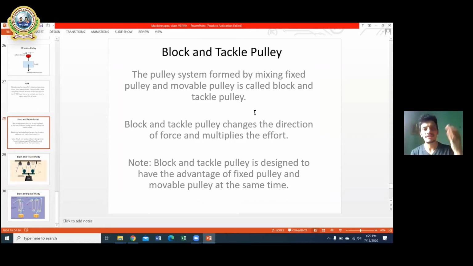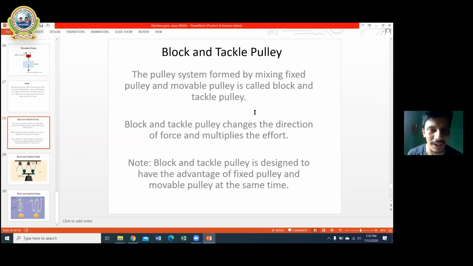When we mix fixed pulley and movable pulley to make a new pulley system, that is called block and tackle pulley. So the block and tackle pulley is the mixture of fixed pulley and movable pulley.